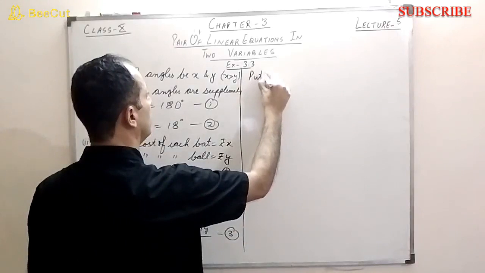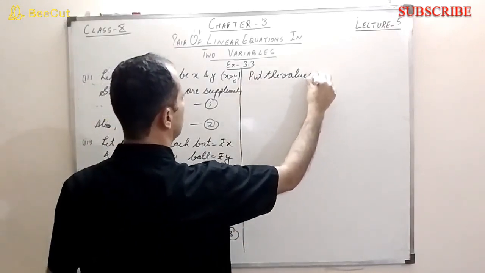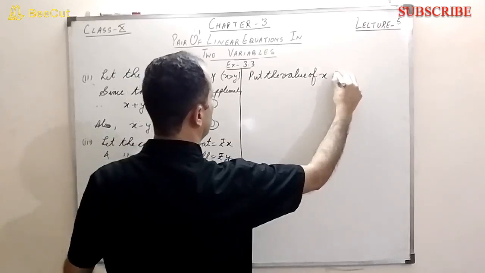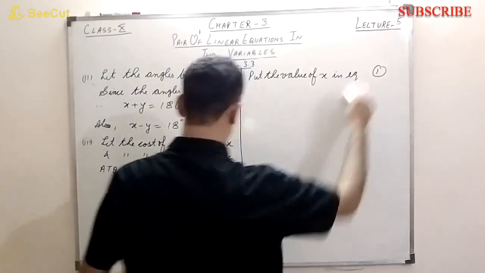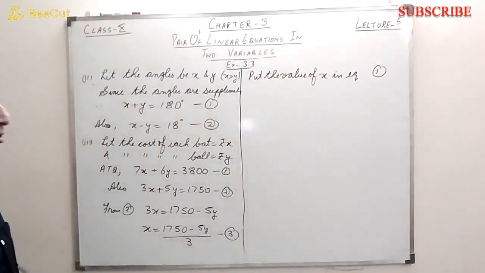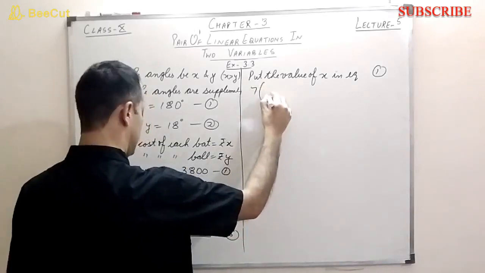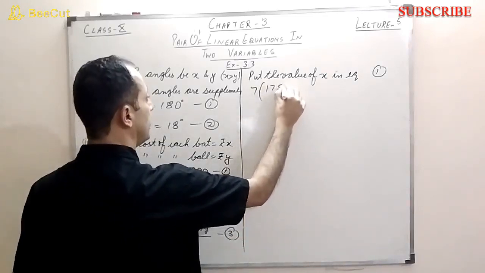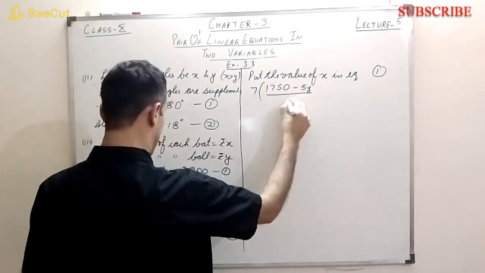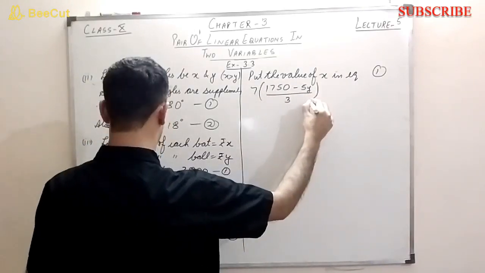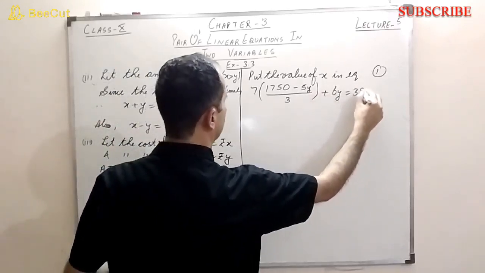So I put the value of x in equation 1. Whenever x is written, I will substitute the value of x there. So this is 7 into (1750 minus 5y) upon 3 plus 6y equals 3800. This is what I get.